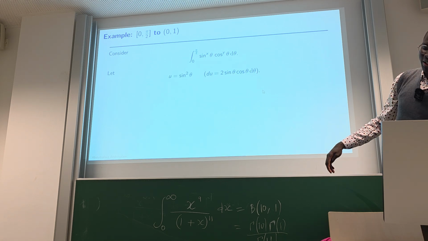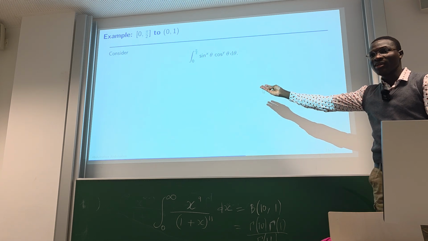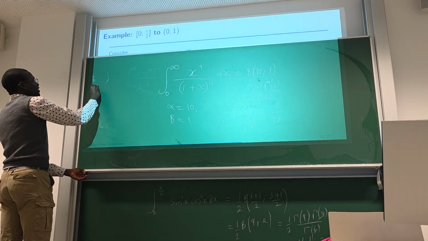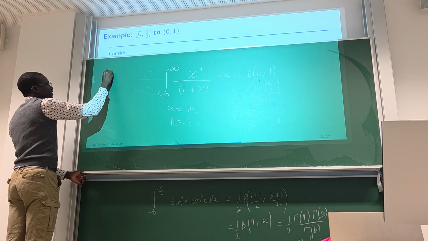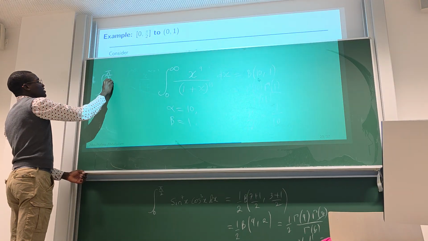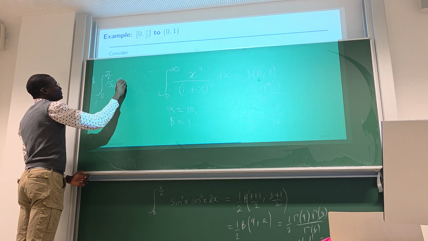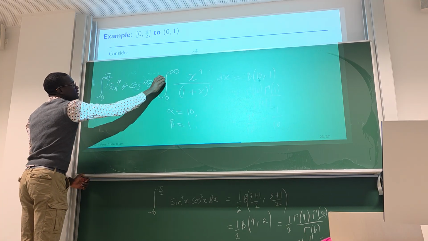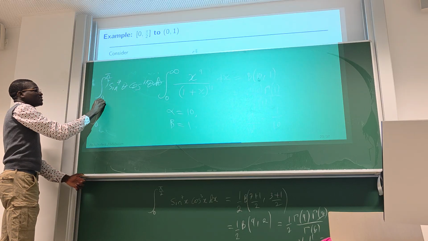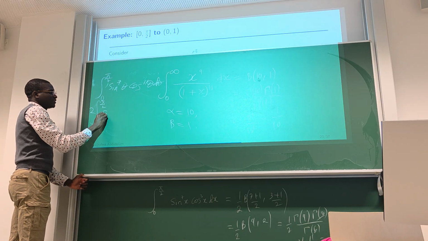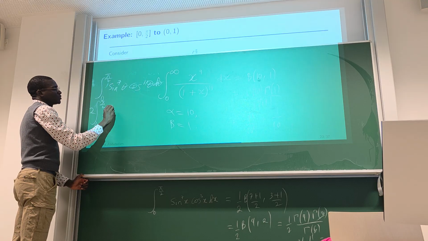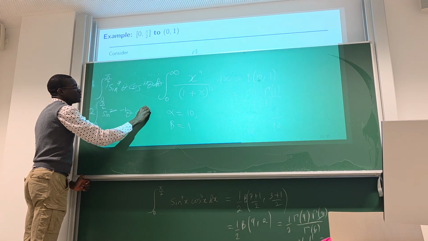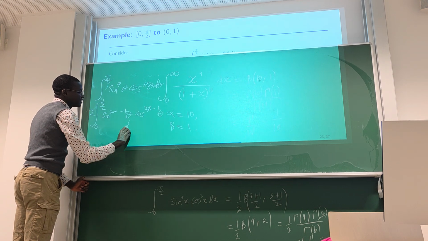Now, usually integrals are not found in this form. What I'm trying to say is you find them this way, for instance, the one with pi over 2, maybe sine to the 7 theta, cos to the 11 theta. You don't find them in these forms: 2 times sine to the 2 alpha minus 1 theta, cos to the 2 beta minus 1 theta d theta.